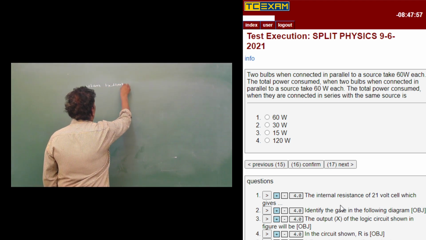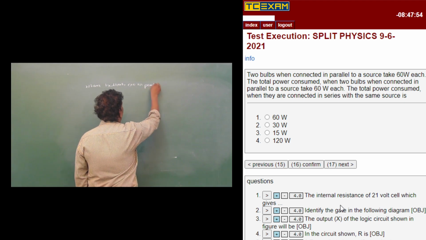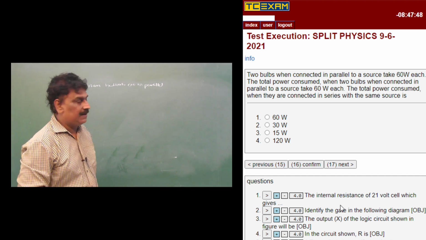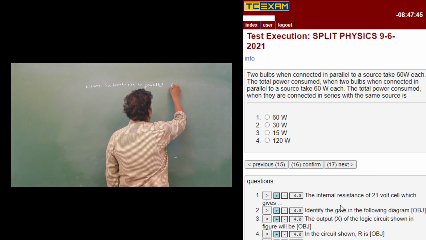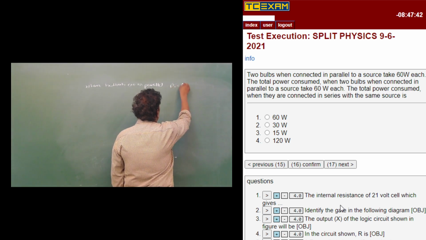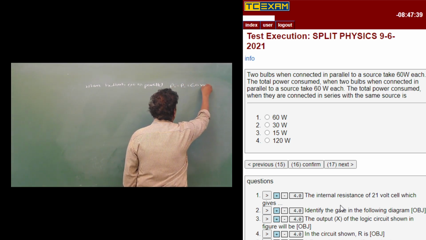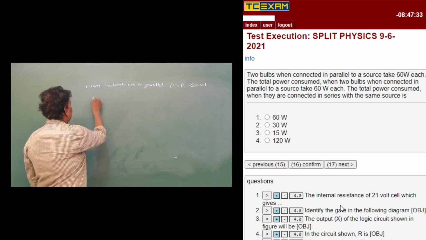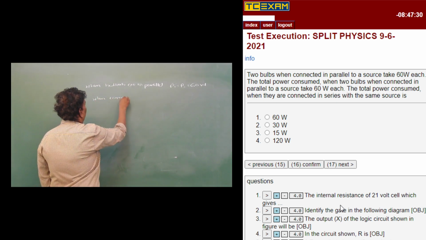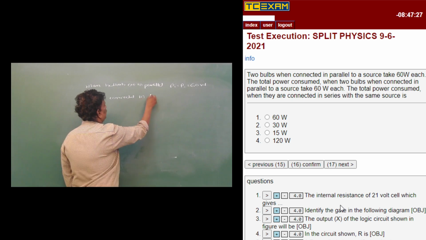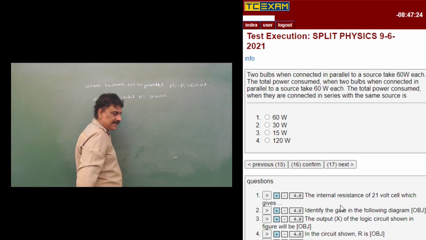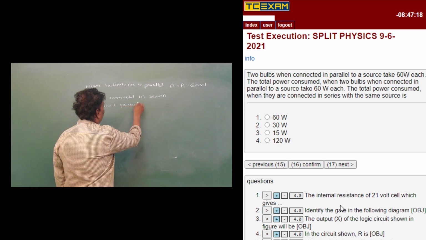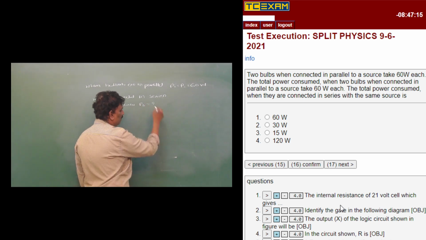When the bulbs are in parallel, we have power P1 is equal to P2 is equal to 60 watt each. So when connected in series, now we need to find the total power. P in series is equal to what?